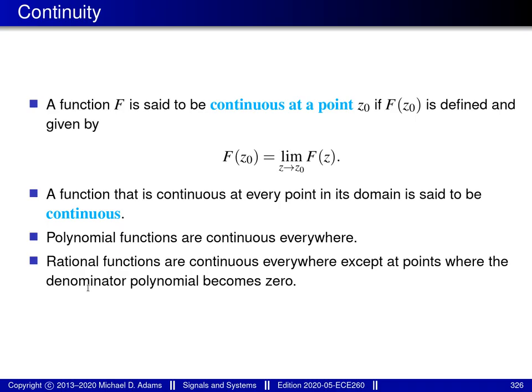Remember, a rational function is a ratio of polynomials, so you're dividing one polynomial by another polynomial. Because you're doing division, there's always the possibility that you could divide by 0. So as long as you're not dividing by 0, the rational function will be continuous at those points. It only becomes not continuous at places where you're dividing by 0.